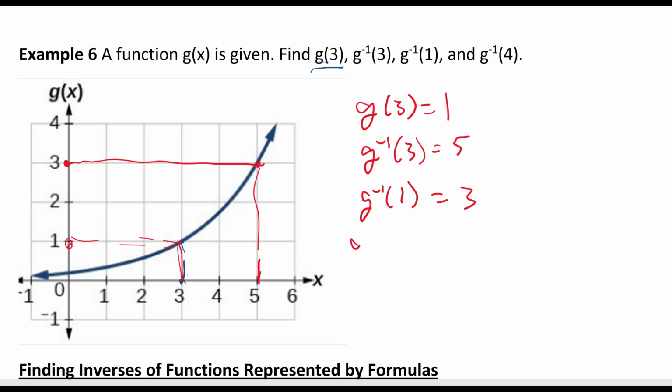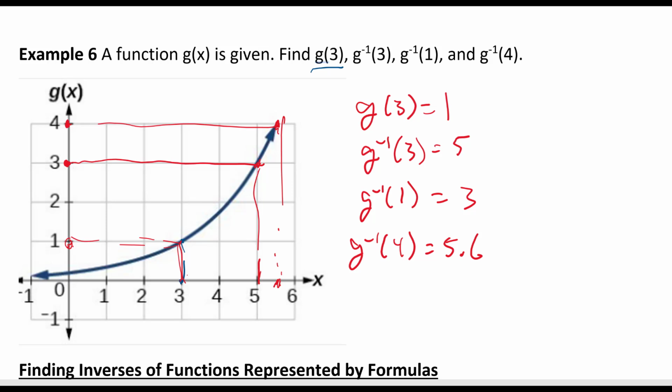How about g inverse of 4? So here's 4. That is coming to here. So it looks to me to be about maybe 5.6. So that 5.6 would lead to a 4 value for that graph.